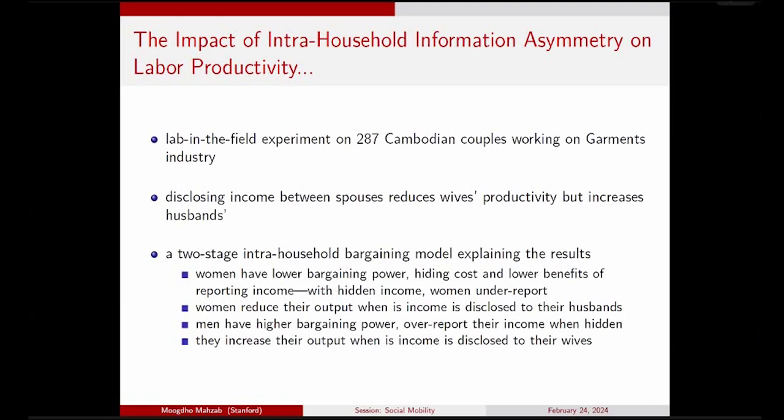So women in the model have lower bargaining power, higher hiding costs, and lower benefits of reporting income. With hidden income, the women are underreporting. So women reduce their output when the income is disclosed to their husband, basically. Their incentive is driving them to reduce their output or productivity when income is reported to their husbands. The story is exactly opposite for the husbands. The men have higher bargaining power. They over-report their income, especially when it is hidden. So they increase their output when income is disclosed to their wives. It's a very nice story that is coming from the model, and that is supported by the data.